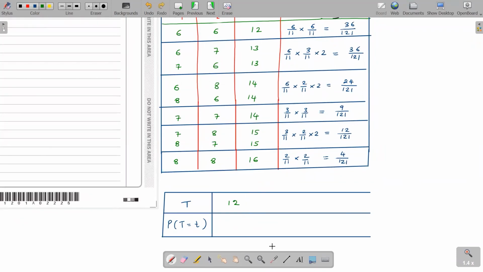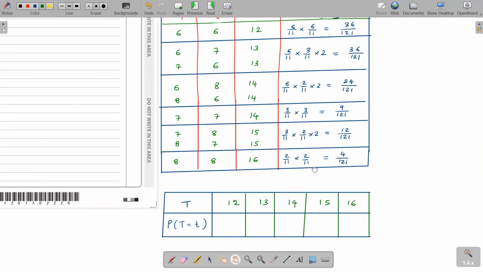13, 14, 15, 16. Okay, yeah, that's it, right? So these are the T values we have.